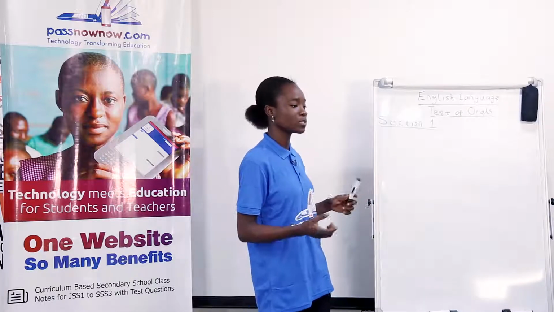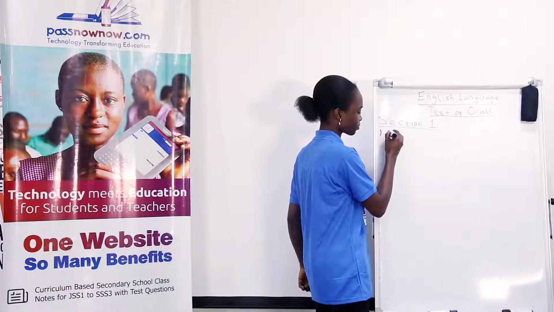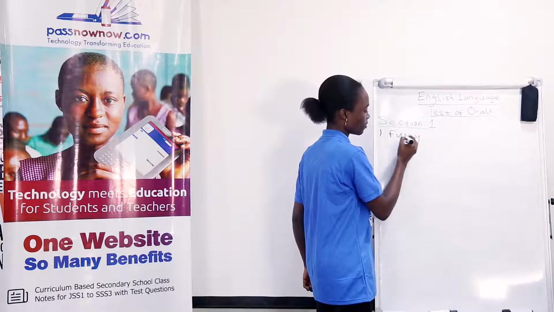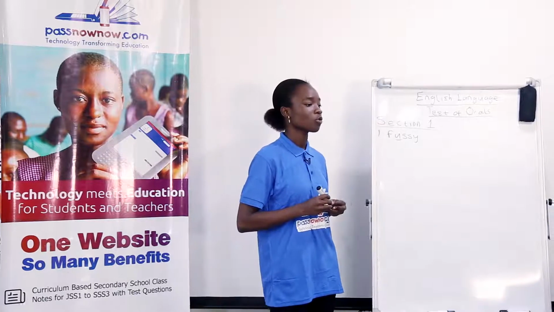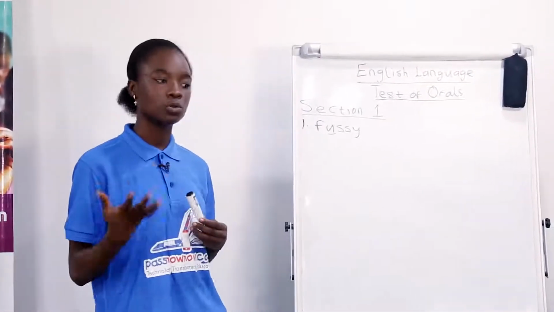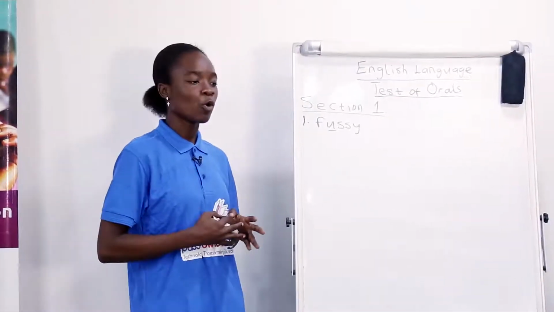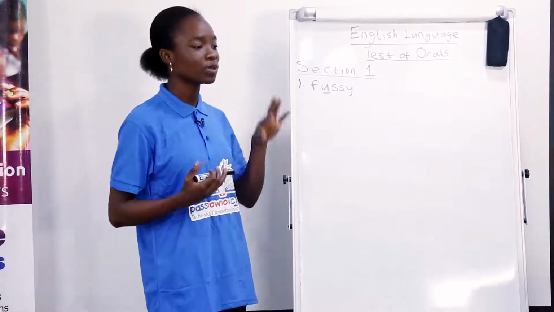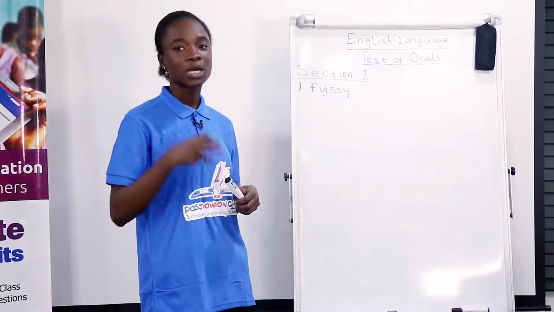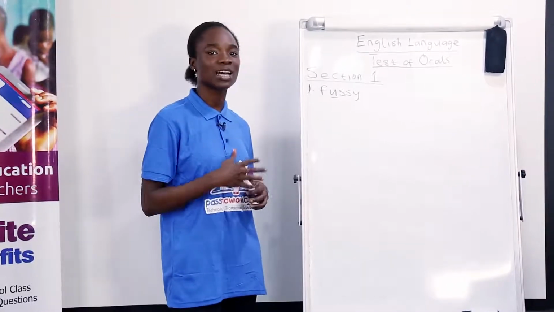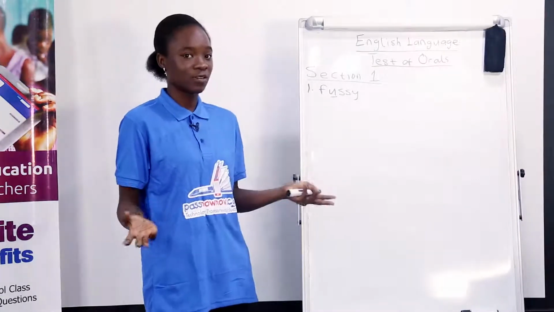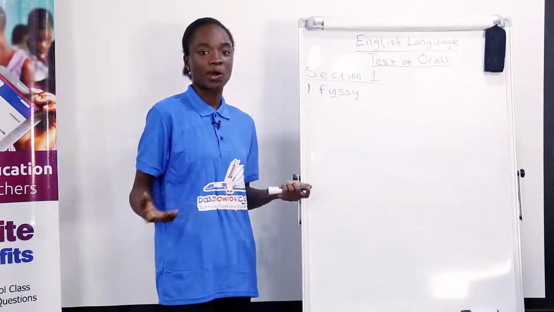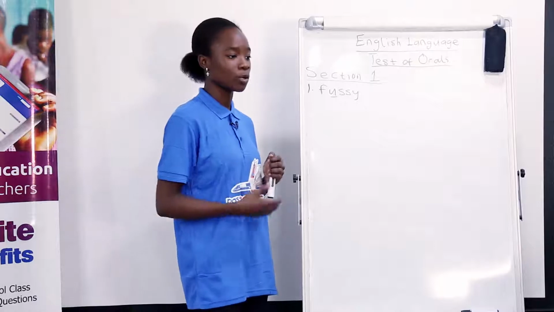So number one, we have fussy, and we have this letter underlined. Now, our options. Option A, we have buffalo, burn, cold, and bout. When you examine these four options, the option with the same vowel sound as fussy is buffalo. Other words do not have the same vowel sound as fussy. Other options are burn, that's a different vowel sound, cold and bout. So our answer is buffalo.